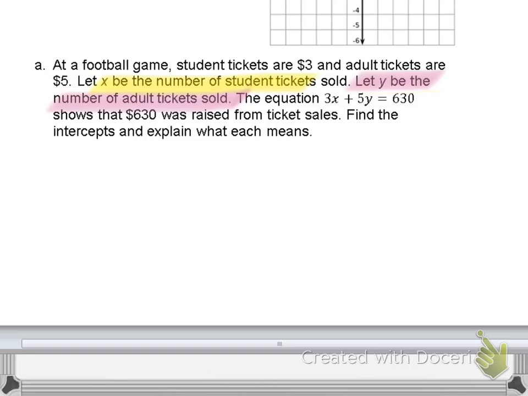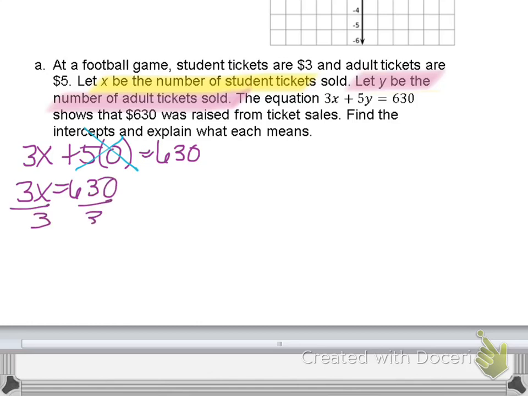And they give us an equation, 3x plus 5y equals 630. And that shows the amount of money raised from the ticket sales. So we have to find the intercepts and then explain what they mean. So we'll start by finding the intercepts. If we fill in 3x plus 5 times 0 equals 630, the 0 is going to make that 5y a 0.